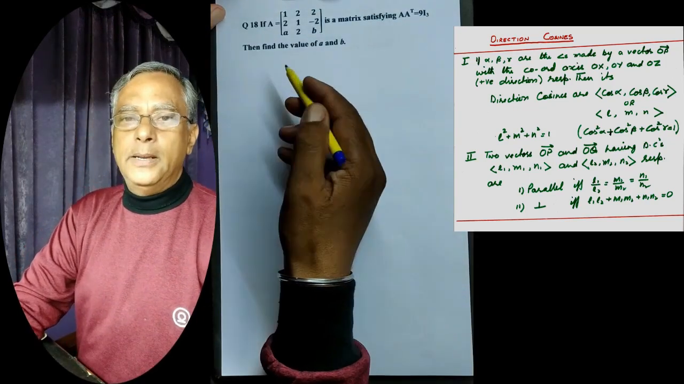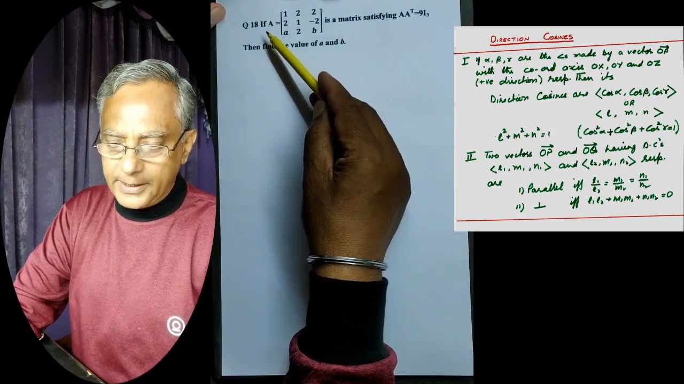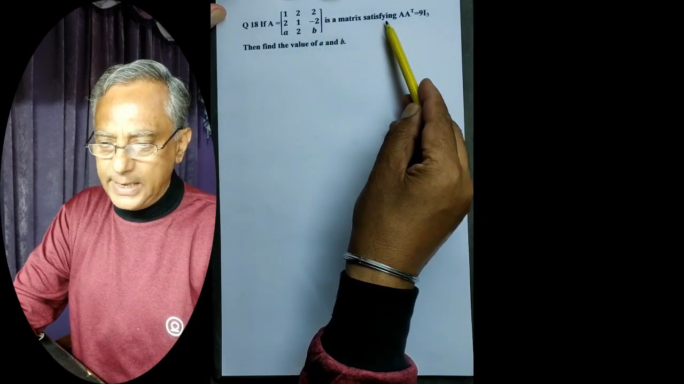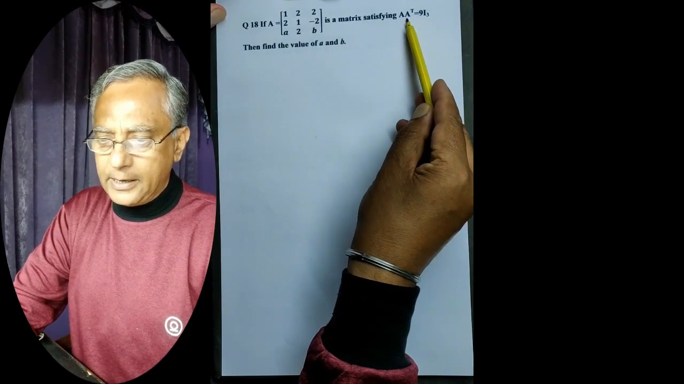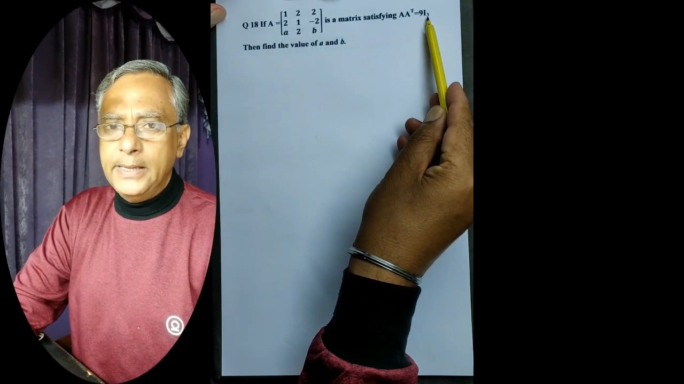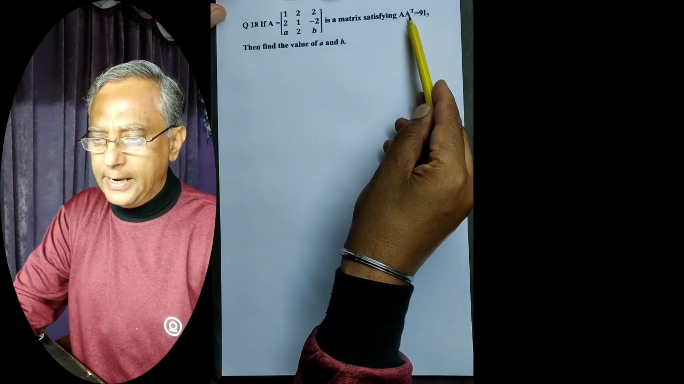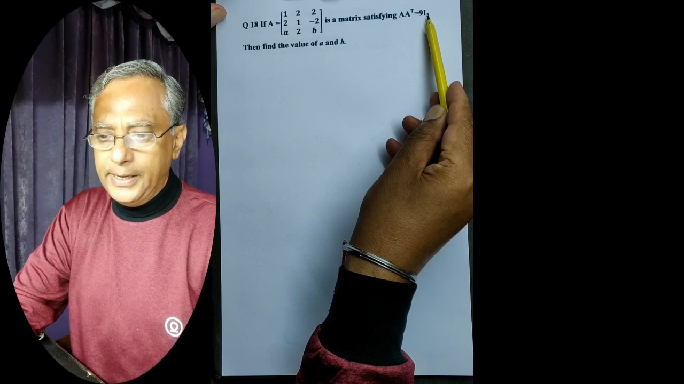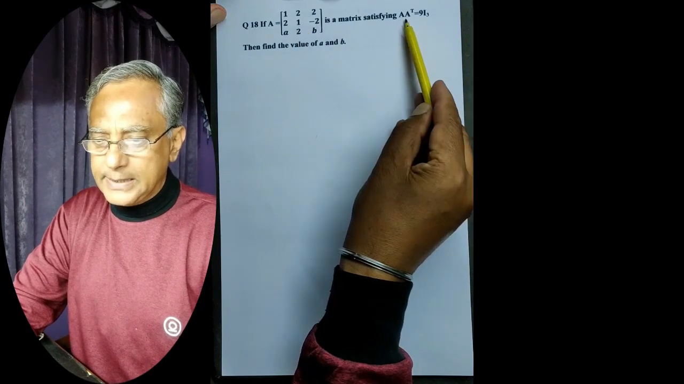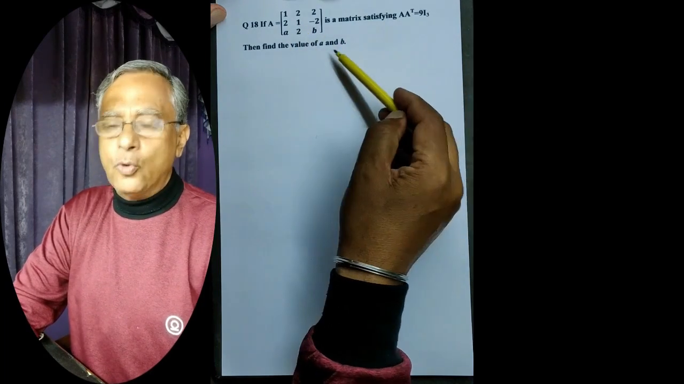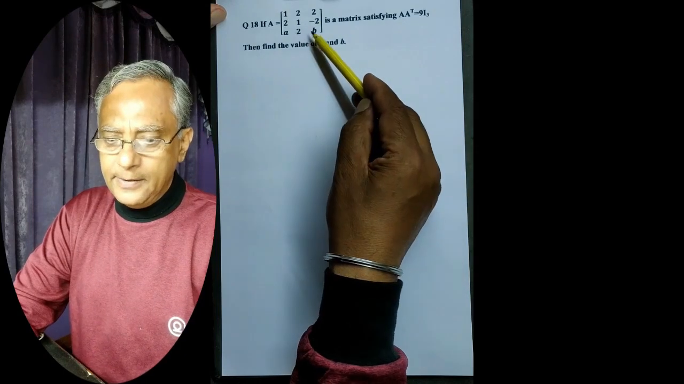Now I take up the next question. We are given this matrix, which satisfies the condition A A transpose is equal to 9 I3. That is, this matrix satisfies this condition. Then we have to find a and b.